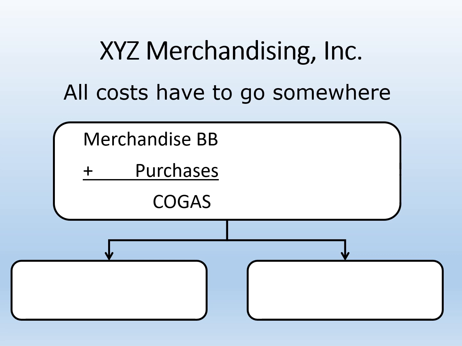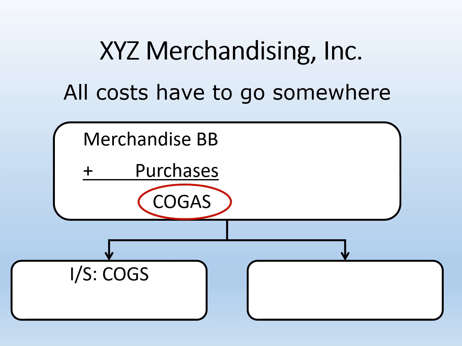Remember, one of our basic rules for managerial accounting is that all costs have to go somewhere. So the firm started the period with its merchandise inventory beginning balance. And then during the month, it bought more inventory. Altogether, the old inventory plus the new inventory equals the cost of goods available for sale, everything that the firm might have sold. But what did happen to that inventory?